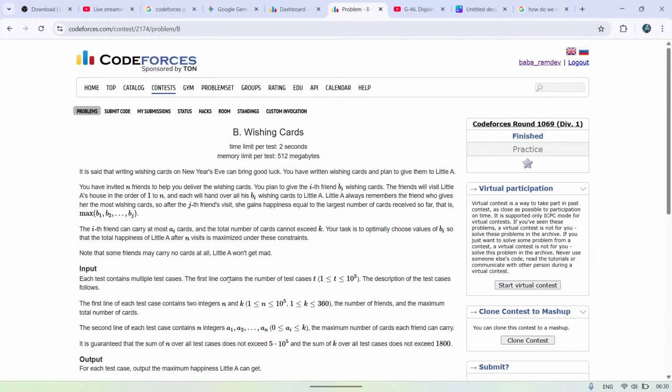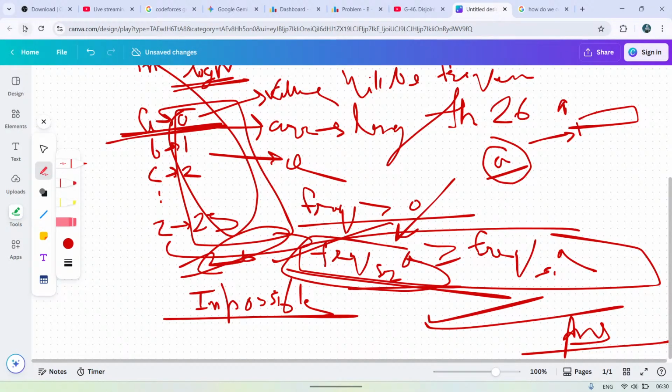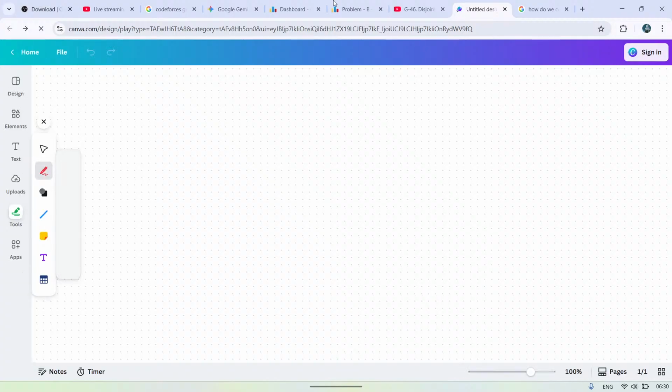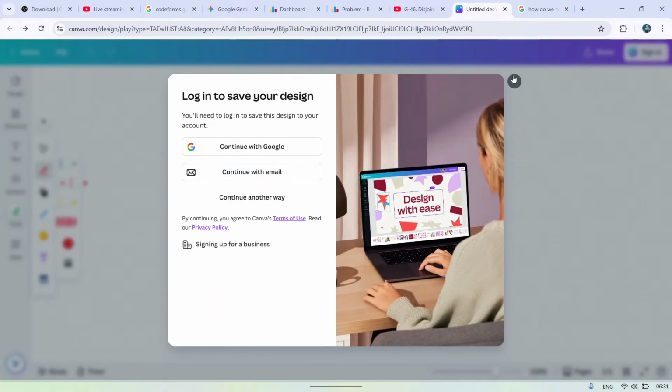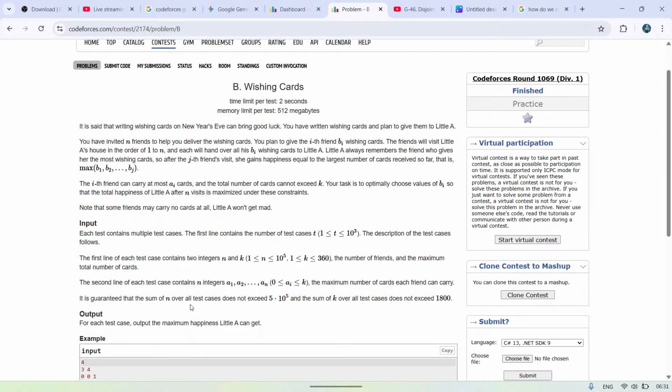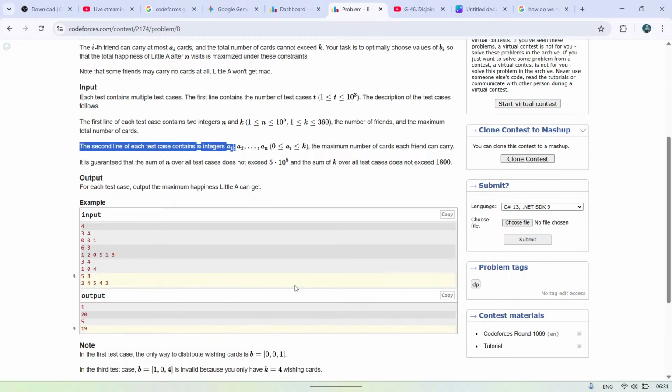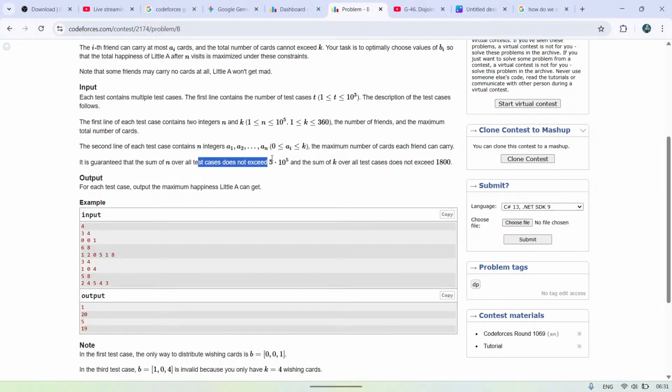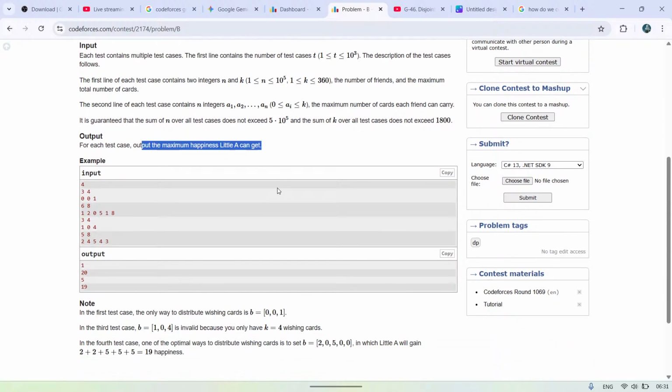This seems to be a little complicated. Let's see what we can do. The input contains multiple test cases. Each contains two integers n and k, and the maximum total number of cards. The second line contains n integers, the maximum number of cards each friend can carry. The sum of n over all test cases does not exceed a limit, and the sum of k over all does not exceed a limit. For each test case, output the maximum happiness little A can get.